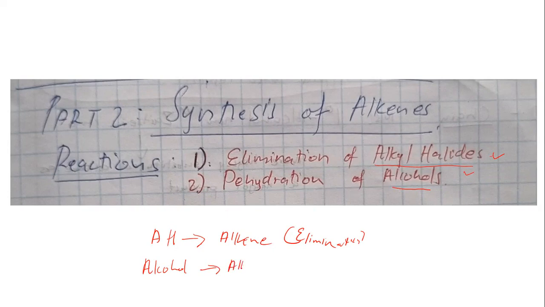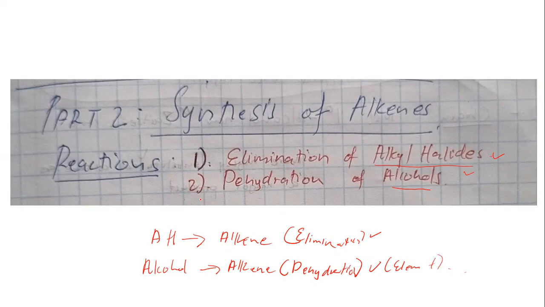To form what? To form an alkene. So this type of reaction is called what? It is called dehydration. When you talk about elimination, we are removing. When you're talking about dehydration, we are also removing. So that means dehydration is also regarded as an elimination reaction, which is dehydrating alcohol.